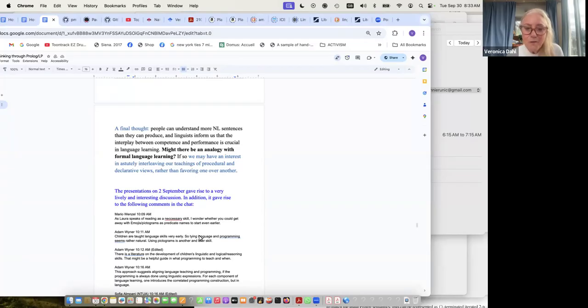Might there be an analogy with formal language learning? Might it be similar to learning natural languages in the sense that you have to interleave different aspects? Competence and performance in natural language, maybe for us we have an interest in astutely interleaving our teachings of procedural and declarative views rather than favoring one over the other. And voila, this is my take. Thank you for listening.